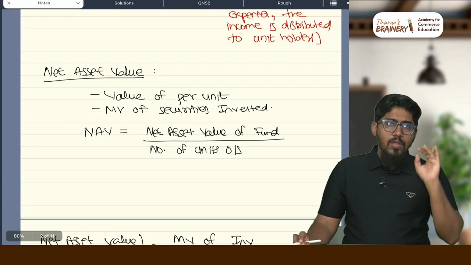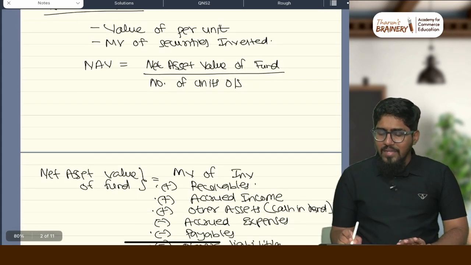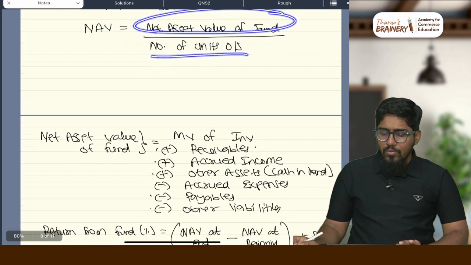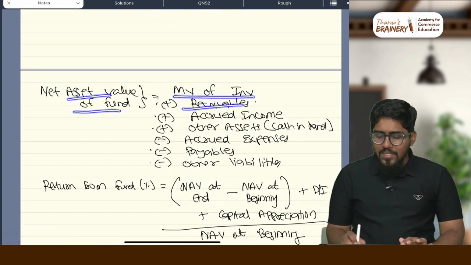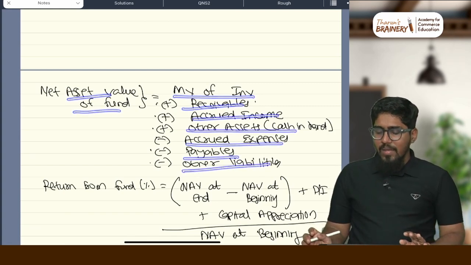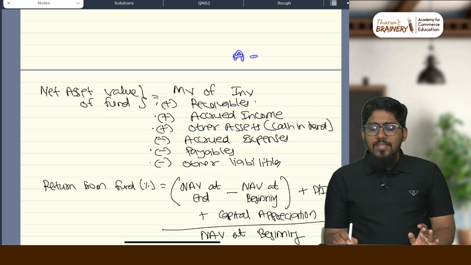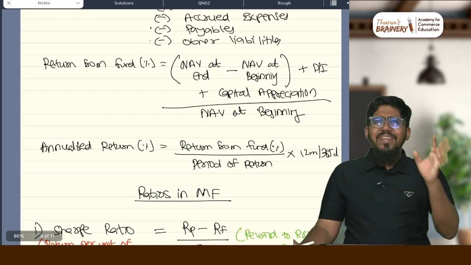Sir, this is the concept, net asset value, which is nothing but net asset value of the fund divided by number of units outstanding. Sir, what is net asset value of the fund? The market value of investment plus receivables plus accrued income plus other assets plus minus accrued expenses minus payables minus other liabilities. Basically it is nothing but assets minus liabilities.